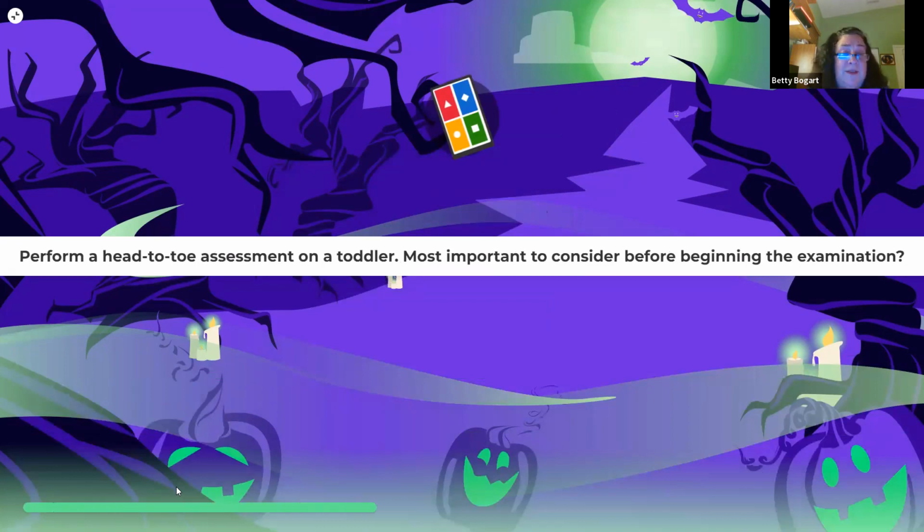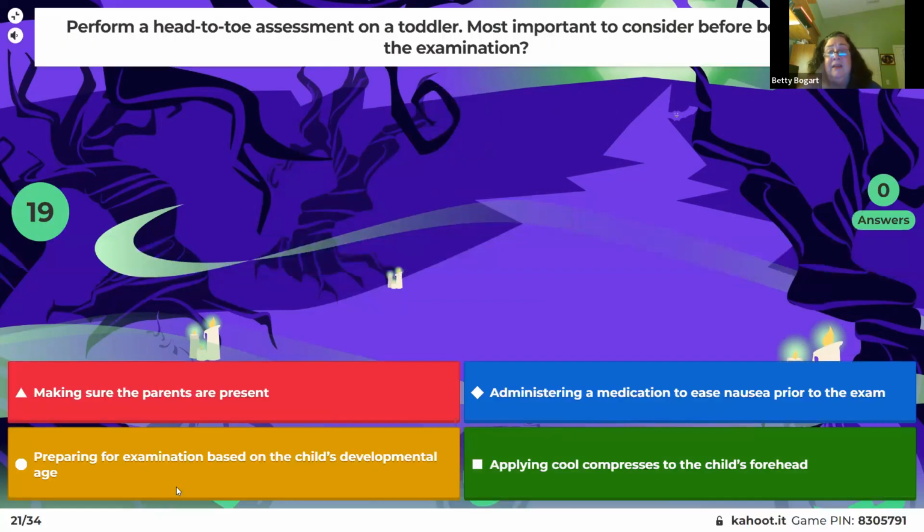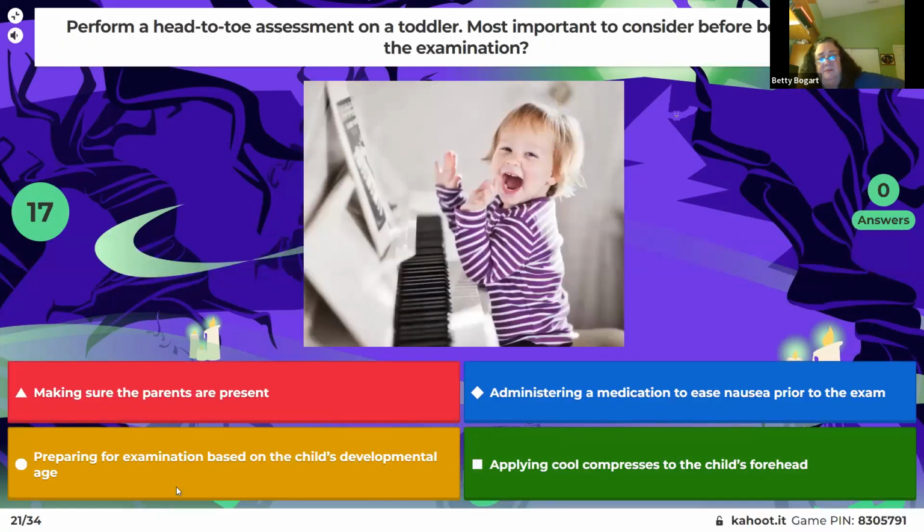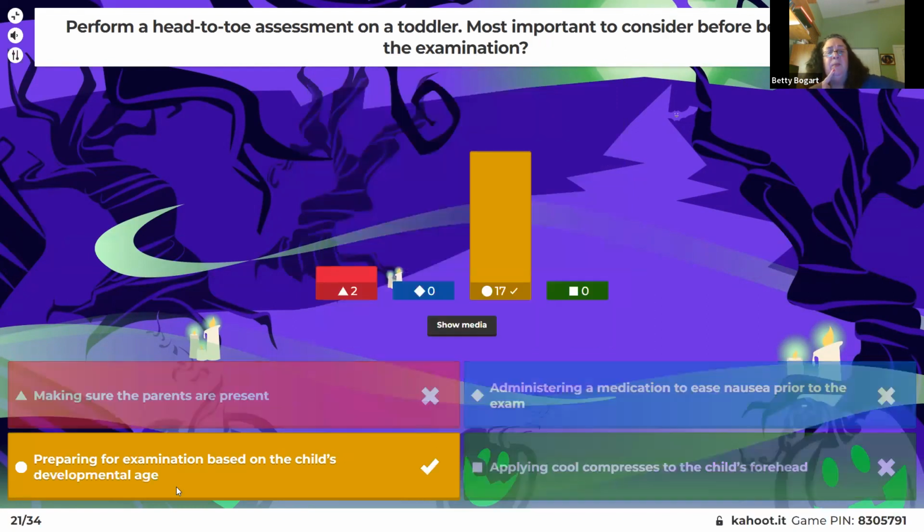Performing a head-to-toe assessment on a toddler, most important to consider before beginning this exam. Toddlers are ages 1 to 3. Preschoolers ages 3 to 5. And then school age up to age 12. Again, preparing the examination based on that child's developmental age.